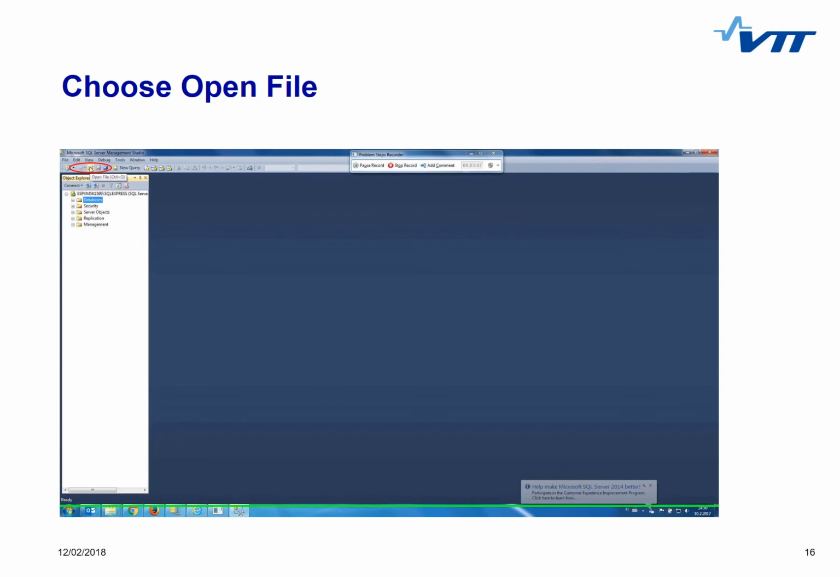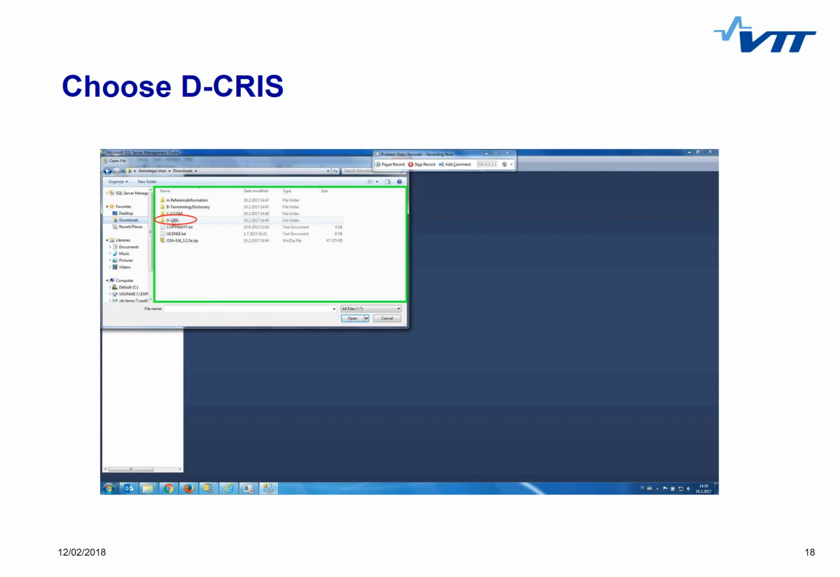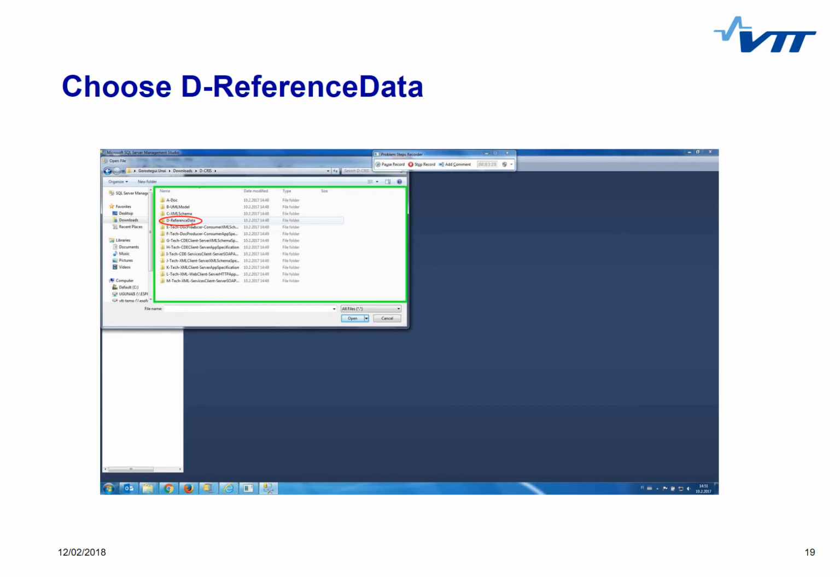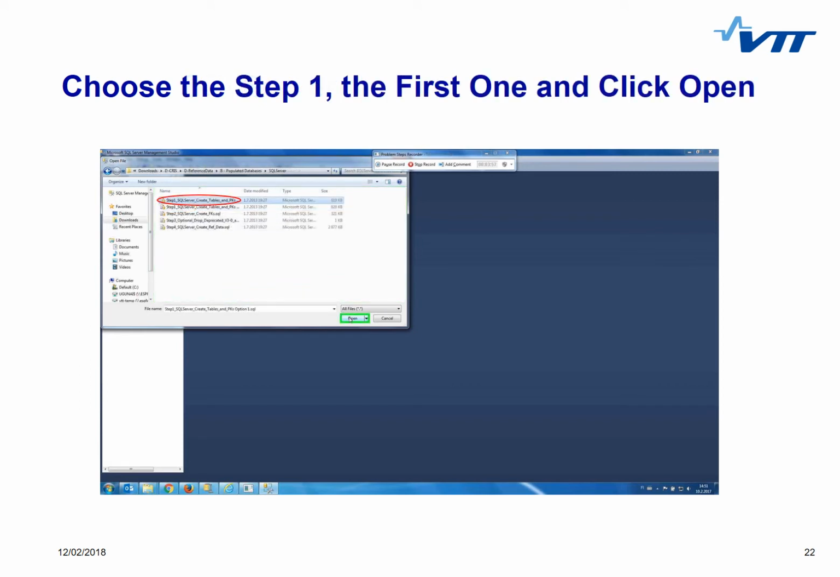Choose Open File. Choose Downloads. Choose D-CRIS. Choose D-Reference Data. Choose B-Populated Databases. Choose SQL Server. Choose step 1, the first one, and click Open.